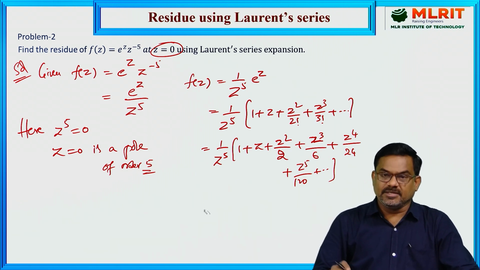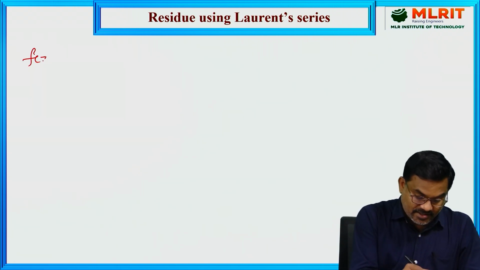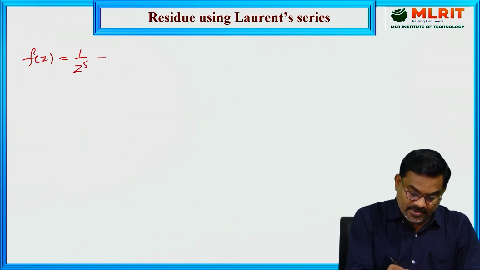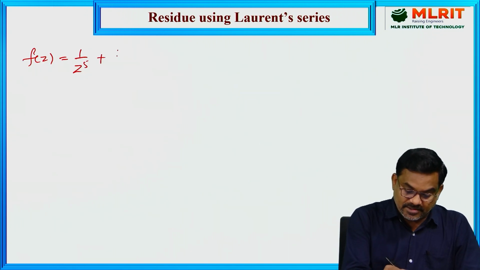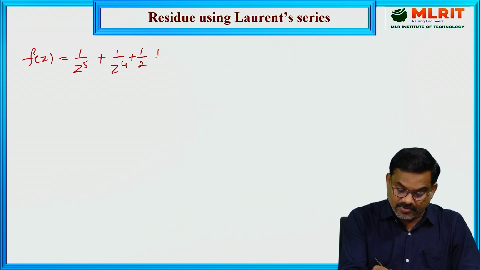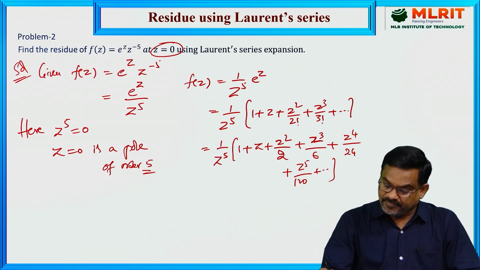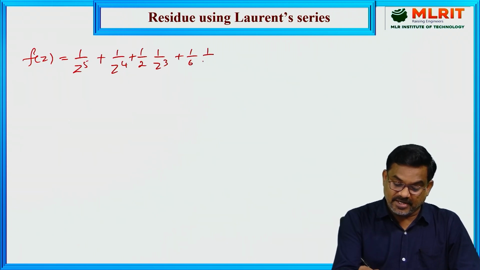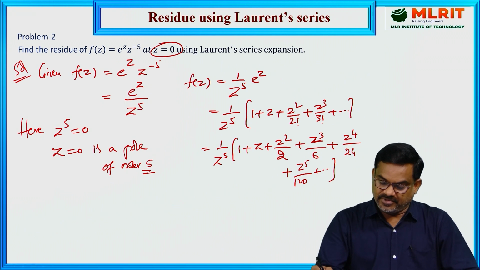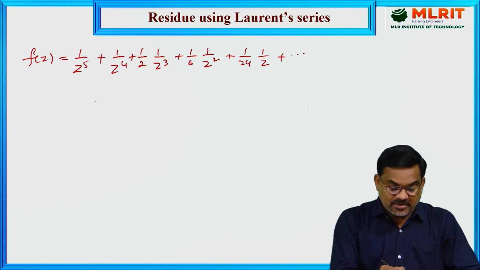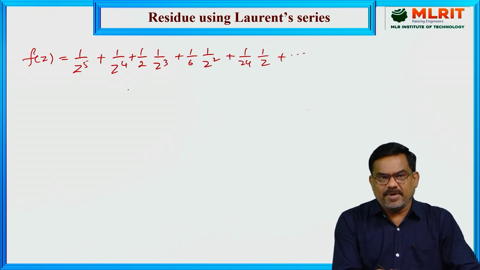So by simplifying this we get f of z as a Laurent series, multiplied with 1 by z power 5. So 1 by z power 5 plus 1 by z power 4 plus 1 by 2 into 1 by z cube, next 1 by 6 into 1 by z square, then z power 4 term, so 1 by 24 into 1 by z, plus so on. So this is the final Laurent series expansion of the given function.